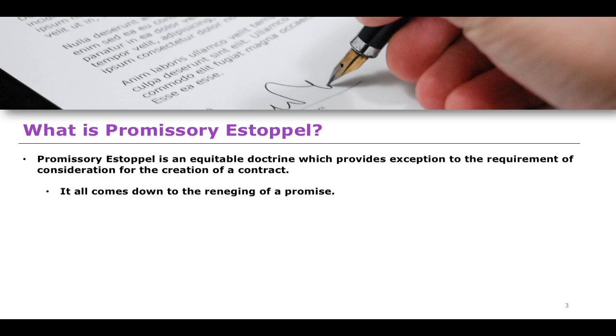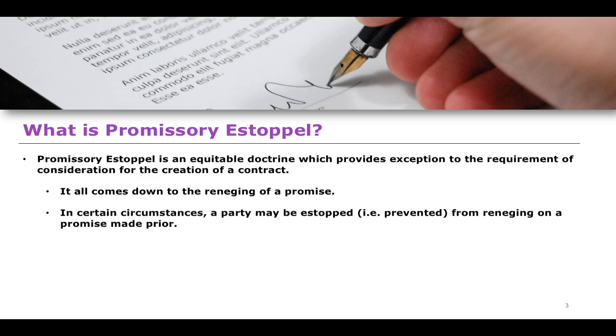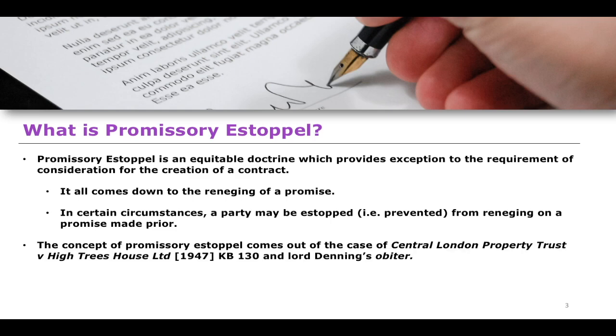So it is about the idea of consideration, and this all comes down to the reneging of a promise and how equity steps in, in certain circumstances, to remedy situations in which an individual has reneged on a promise. A party may be prevented or stopped from reneging on a promise that had been made prior, owing to the intervention of equity, which is what promissory estoppel simply means: the prevention from reneging on a promise. So estoppel means to prevent, fundamentally, to stop somebody, and the promissory element relates to the reneging of a promise: promissory estoppel.